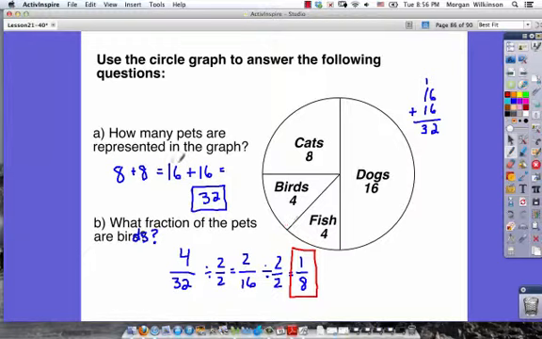Now quickly, if we look back at problem A, it said how many pets are represented in the graph? We have a word problem. So we had an answer of 32, but we've got to add a label onto it. And the label that we're going to add on is 32 pets. And we're going to add that on so that we know specifically we were talking about pets. And that includes fish, birds, cats, and dogs.